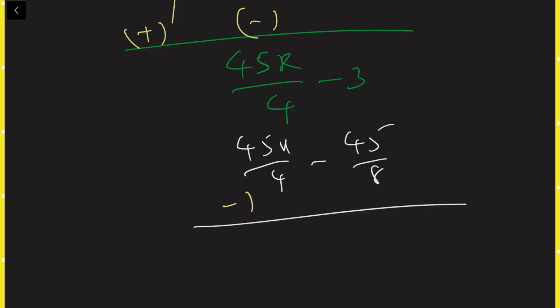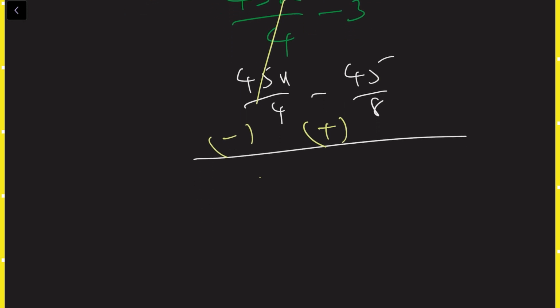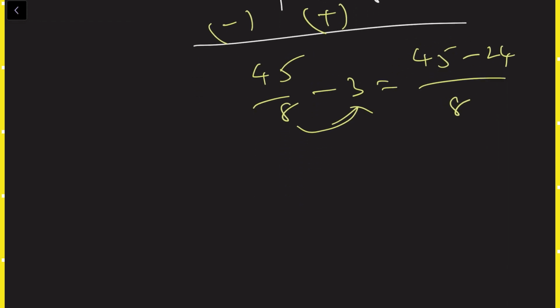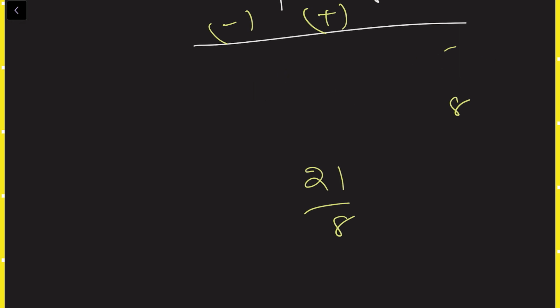It will come 45x by 4 plus 1 into minus 45 by 8, minus 45 by 8. This 2 will get cancelled. This will become plus. So now we remain with 45 by 8 minus 3. 45 minus 8 3s are 24, divided by 8. 45 minus 24, 21 divided by 8. So this is the remainder, 21 divided by 8.